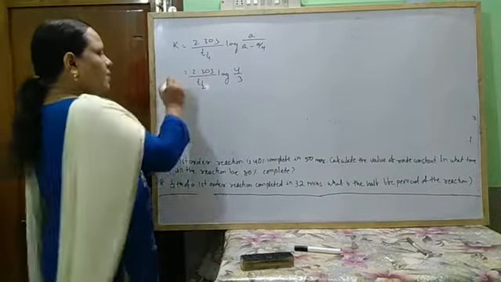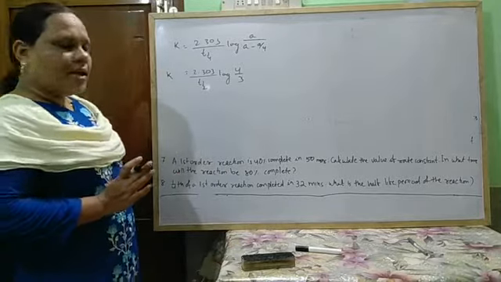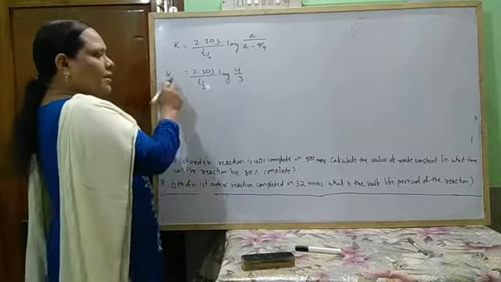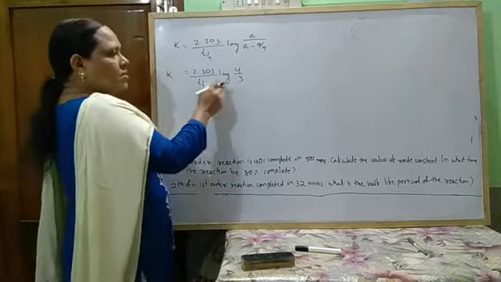One fourth of the reaction is completed in 32 minutes. What is the half-life period of the reaction? So K equals 2.303 by T half log 4 by 3. First find the value of K. Let us try to solve this. Sorry, this is T 1/4, and its value is given as 32 minutes. So K equals 2.303 by 32 log 4 by 3.